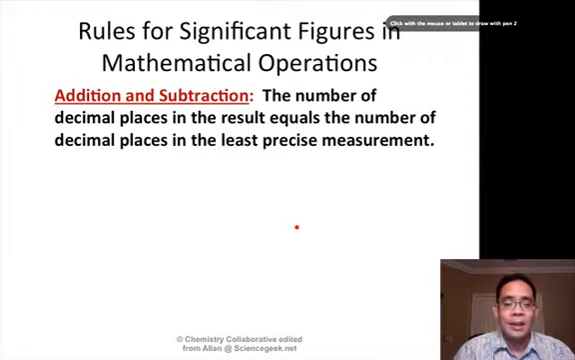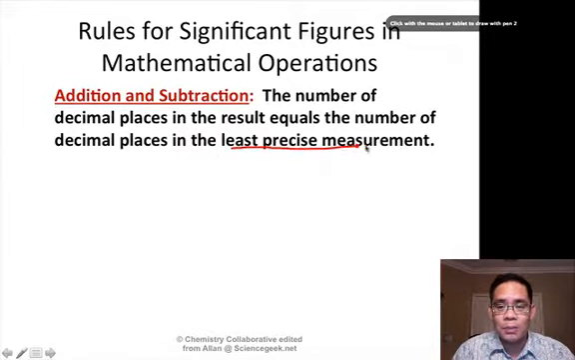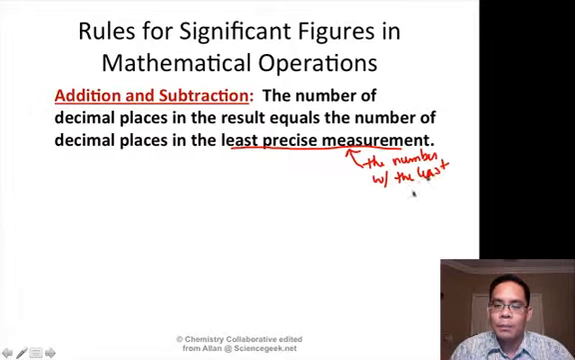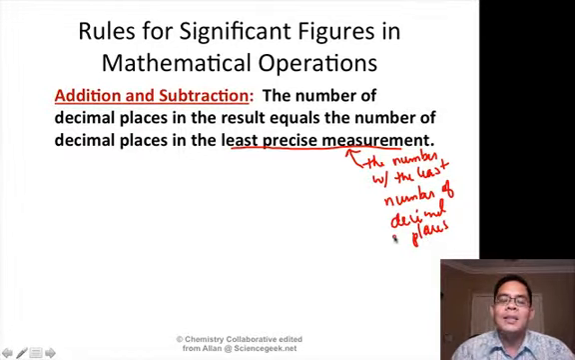So again, you're going, what the heck does least precise measurement mean? I understand the number of decimal places in the result equals the number of decimal places, but then this least precise measurement. So this idea means this. Least precise measurement for addition and subtraction means the number with the least number of decimal places. And so whatever one has the least number of decimal places, that is where you always round.